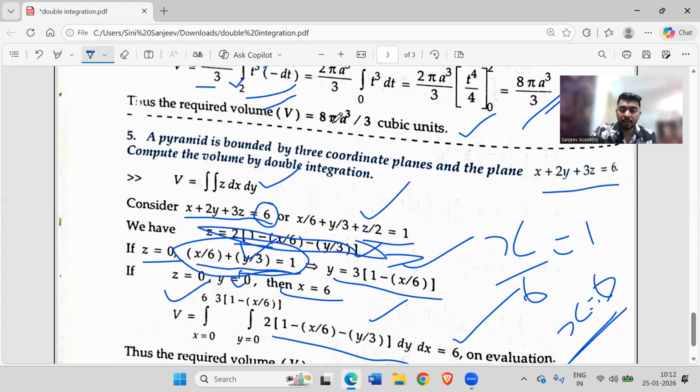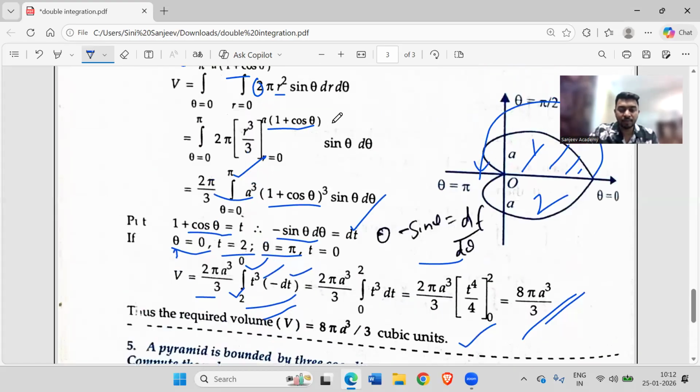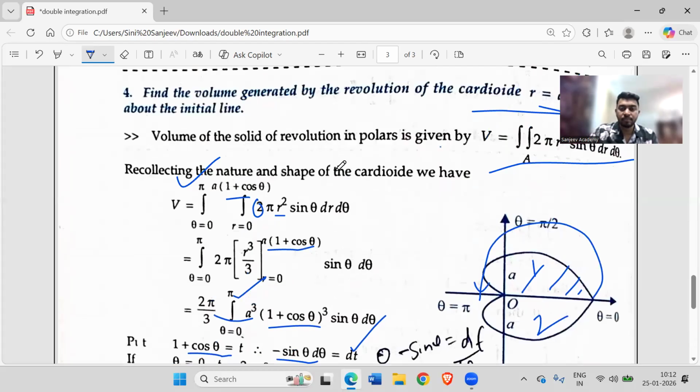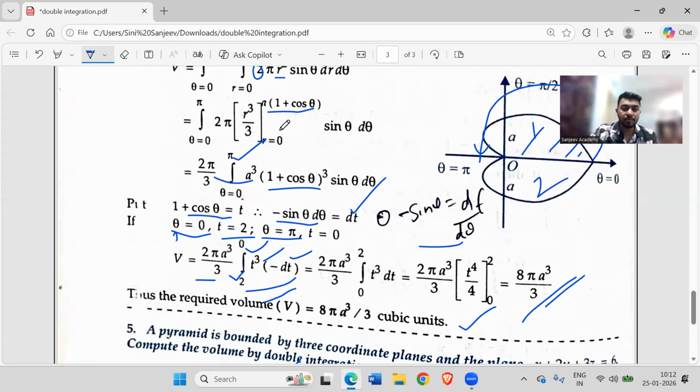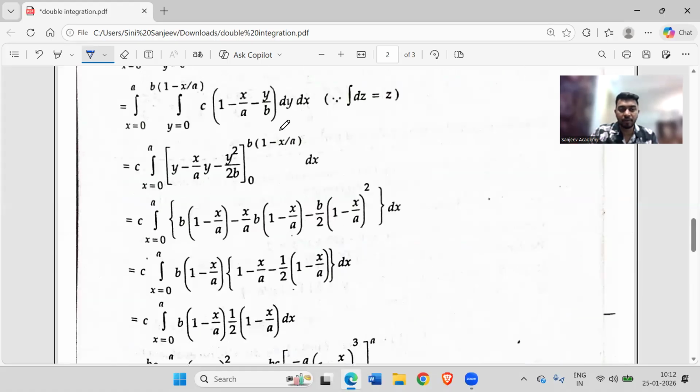8 by 8 cube by 3. Correct? No need to show any substitution or anything if you know the final answer. It all depends on the by-hearting capacity also. So if some students are unable to memorize it, then you have to do it fully, no other choice.